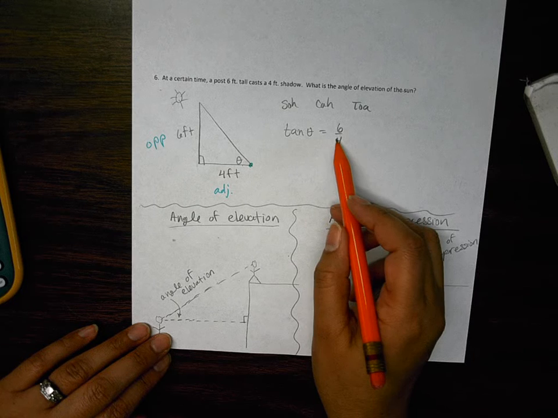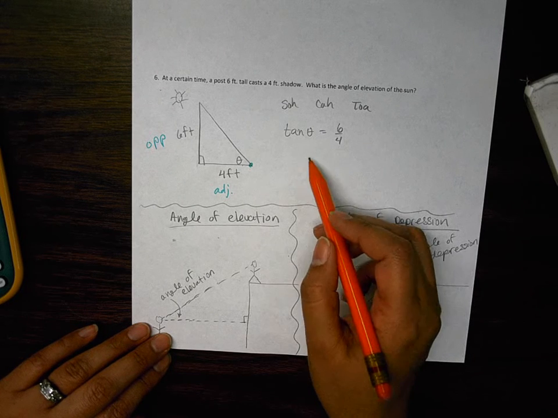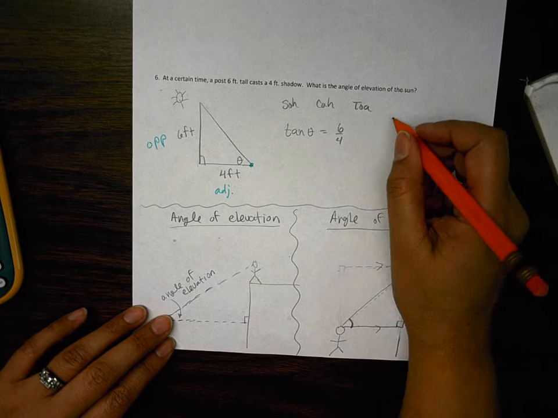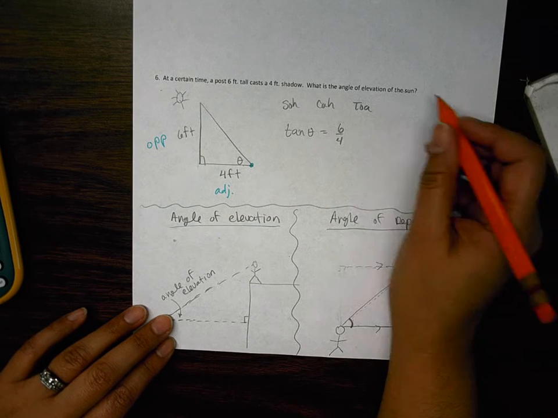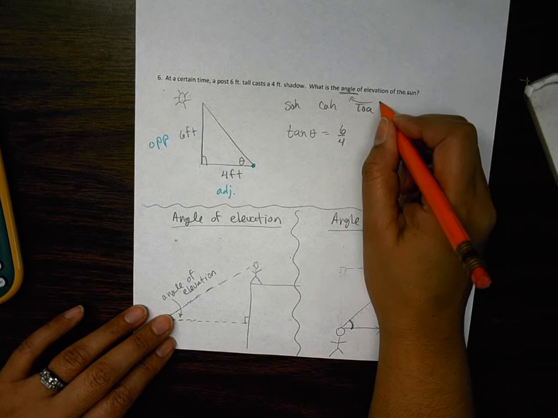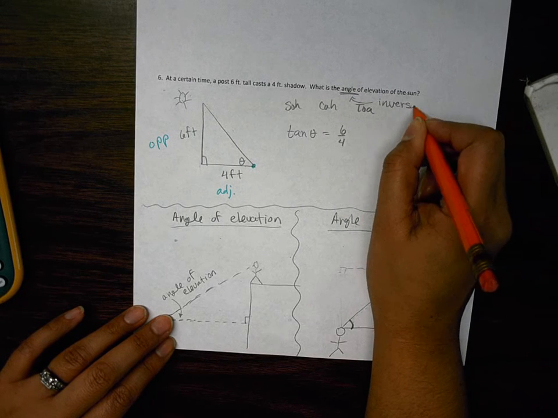Kids asked in my class yesterday, do we have to reduce that? You can. You don't have to, because the calculator is going to do it for you. What am I looking for here? An angle or a side? I'm looking for an angle. So what special key am I going to use? It's called the what key?